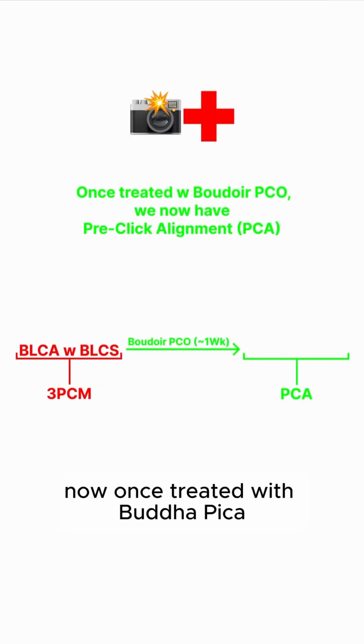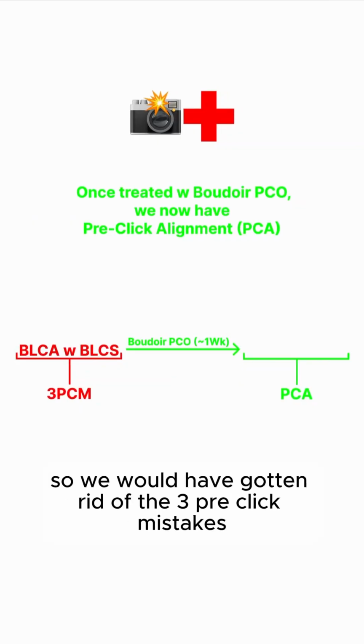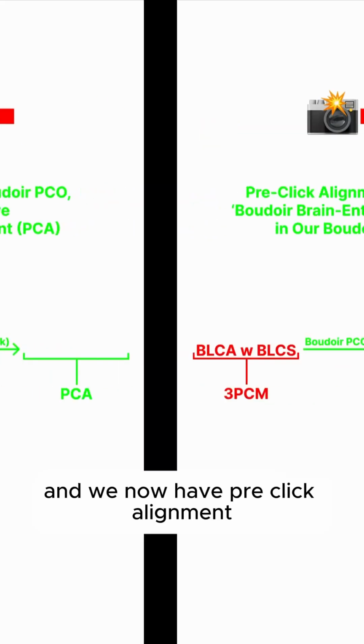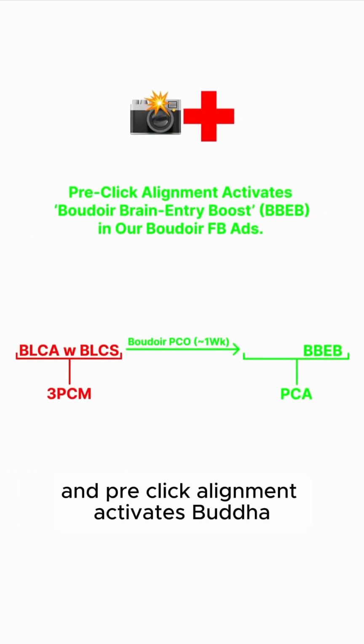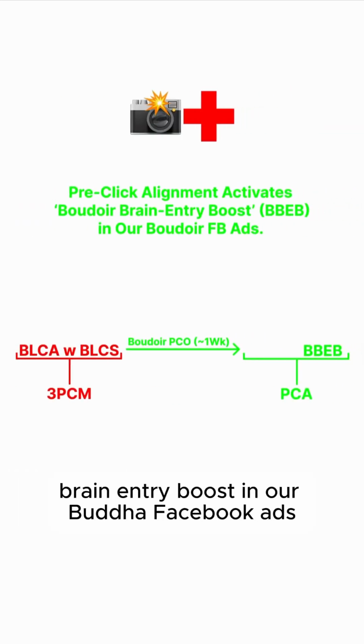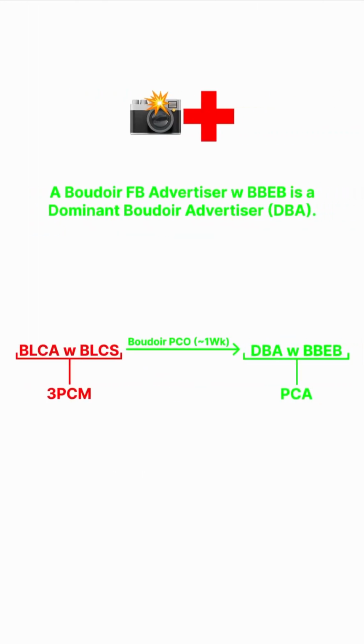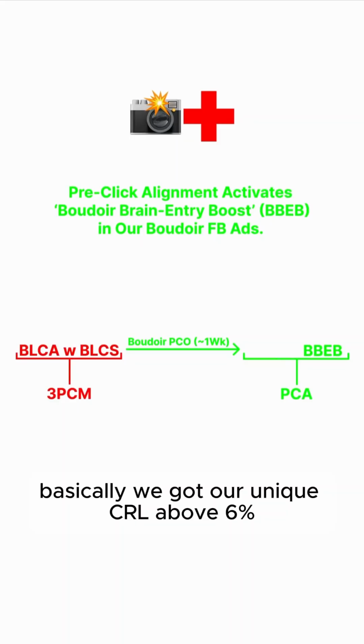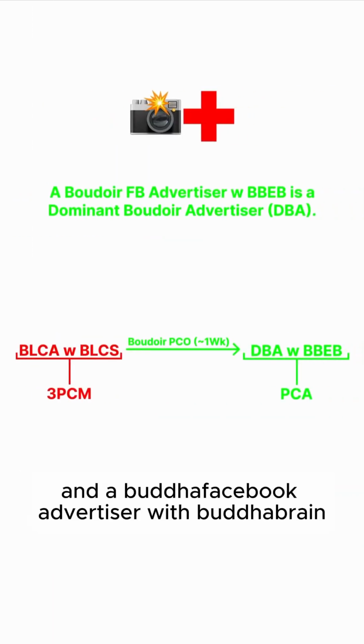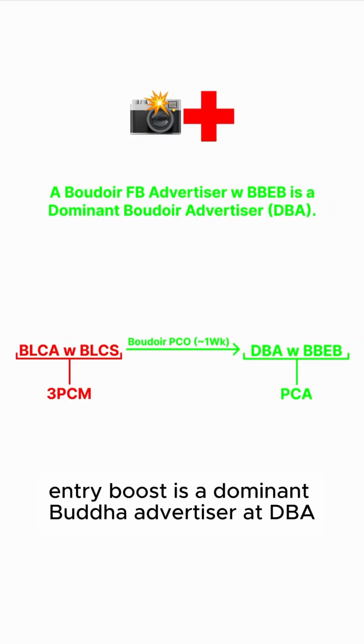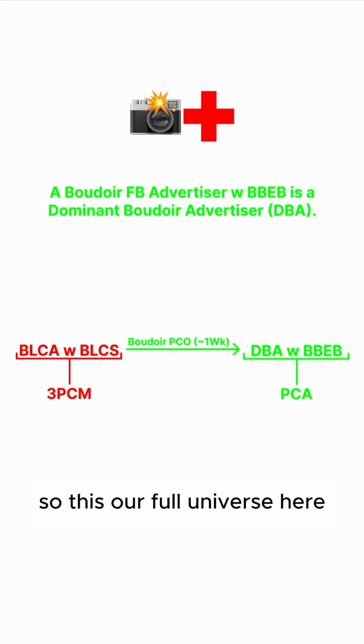Once treated with Boudoir Pico, we now have pre-click alignment. We would have gotten rid of the 3 pre-click mistakes, and pre-click alignment activates Boudoir brain entry boost in our Boudoir Facebook ads. Basically, we got our unique CTR above 6%. And a Boudoir Facebook advertiser with Boudoir brain entry boost is a dominant Boudoir advertiser, or DBA.